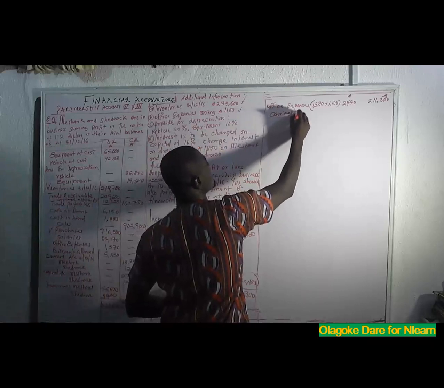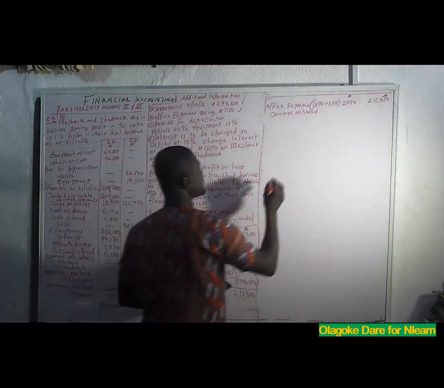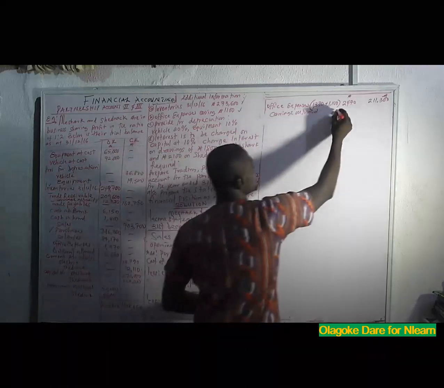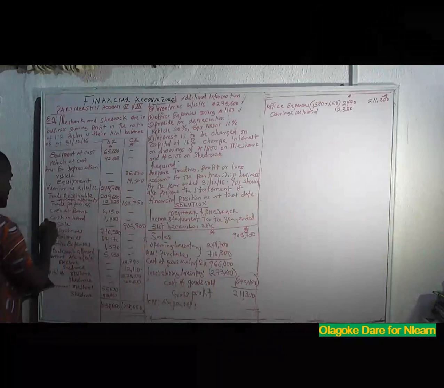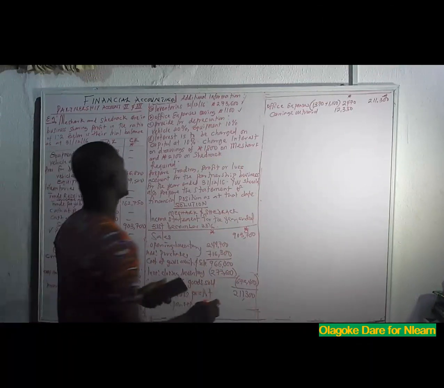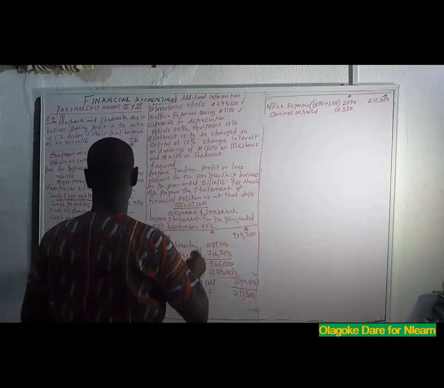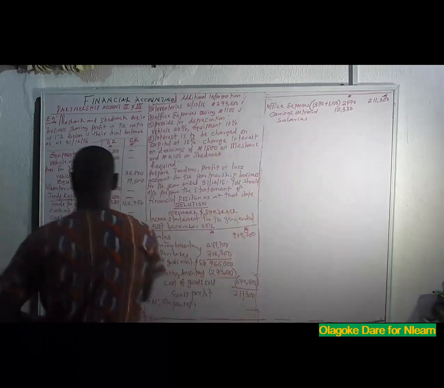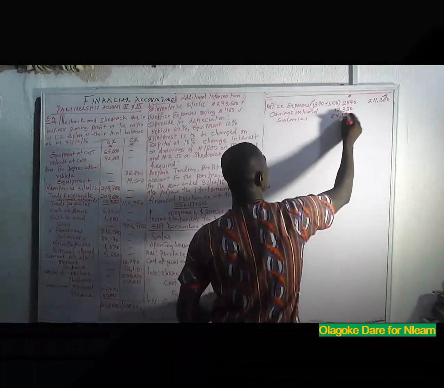Carriage outward. The value for carriage outward is 12,330. The next is salaries. Anything on salaries? The only thing we have is salaries. Our salary is 84,170.